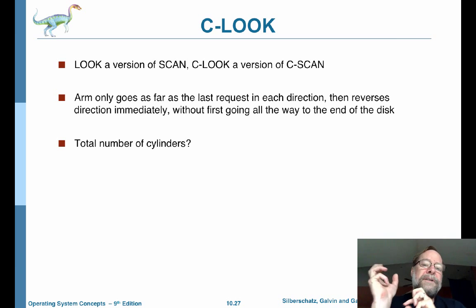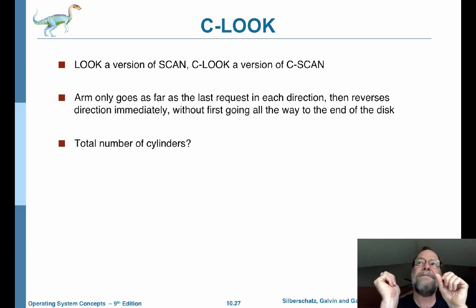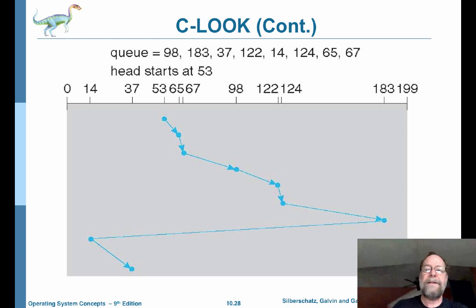There's also a look version of both scan and some other algorithms; let's call them clook and cscan. The look version, instead of moving all the way to the left edge or the right edge when the head is moving, will only move as far to the right as the rightmost request that's currently extant, or only as far left as the leftmost request that is currently extant. And so that diagram might look like this.